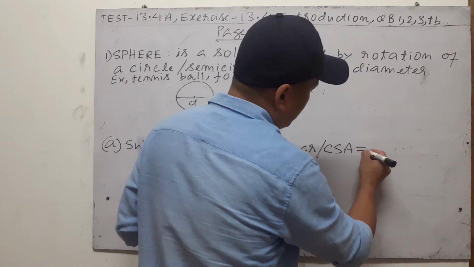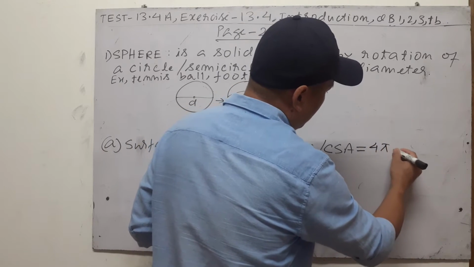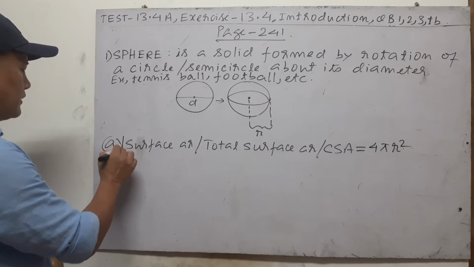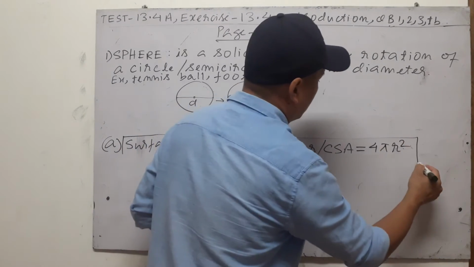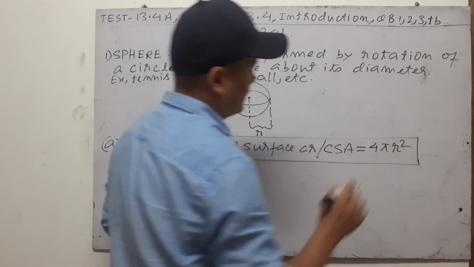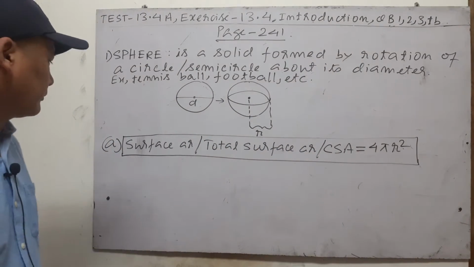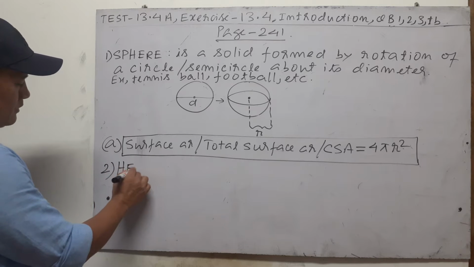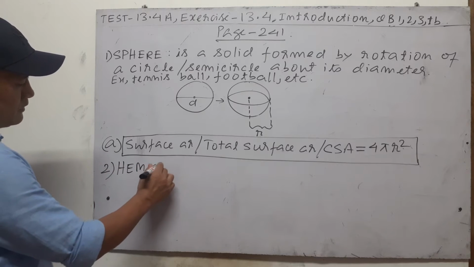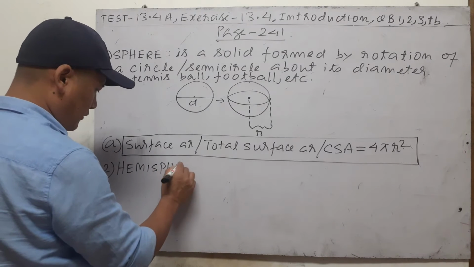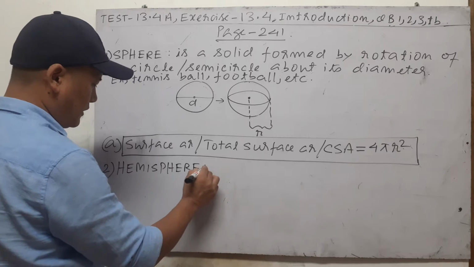And just memorize this formula. It's given by the formula 4 pi r square. So this is the first formula we're going to discuss in this chapter and this exercise: surface area of a sphere. Let's go to the next solid. It's called a hemisphere. The word hemi means half. So hemisphere literally means half of a sphere.